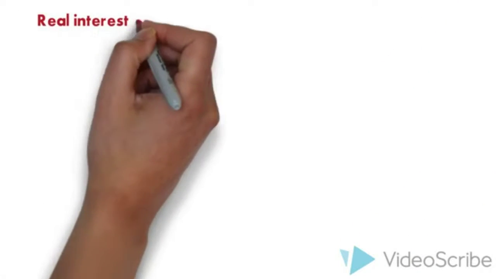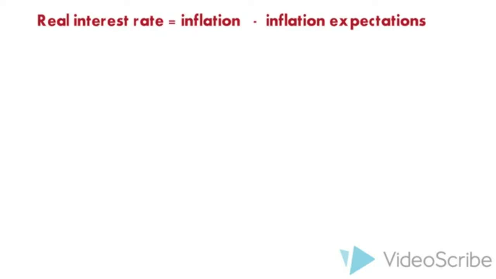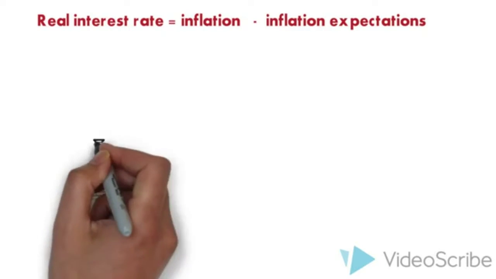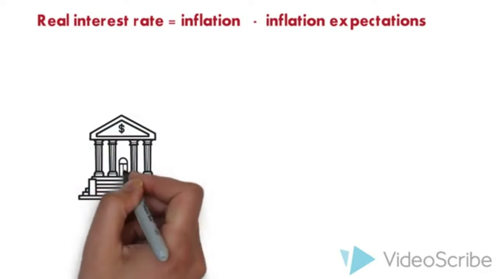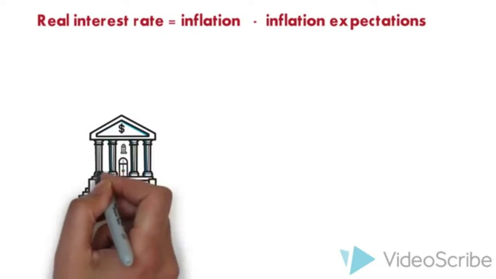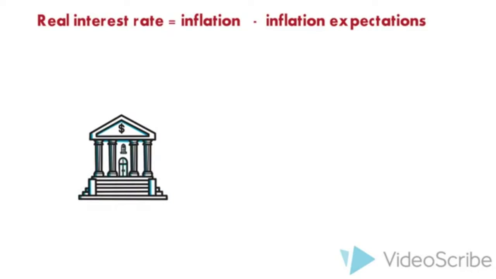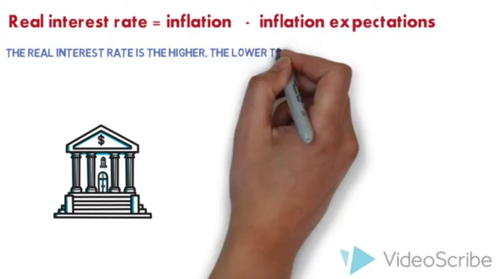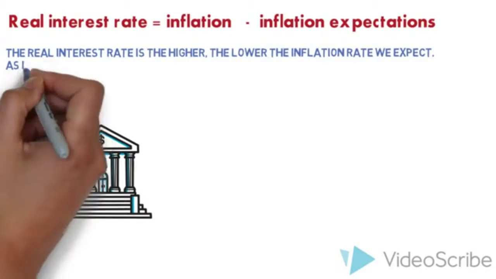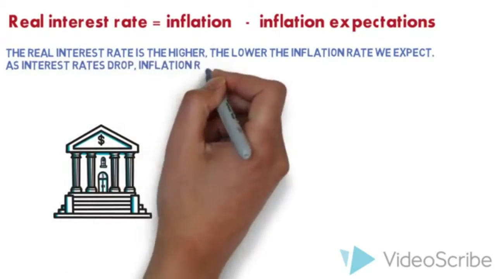Real interest rate equals nominal interest rate minus inflation expectation. It means the central bank makes its decision according to the real inflation as well as according to the expected inflation. Fisher's effect puts together nominal and real interest rate with expected inflation rate. The real interest rate is the higher, the lower the inflation rate we expect. As interest rates drop, inflation rate grows.